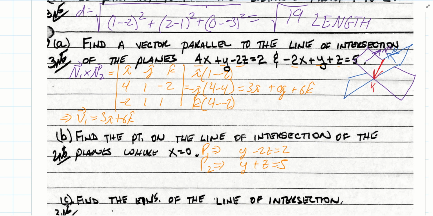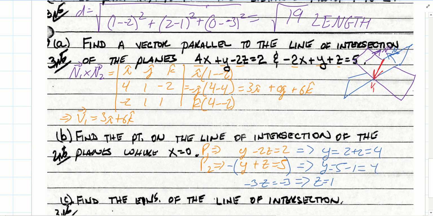Now we can go ahead and find that using any method you want. Subtraction method: I'll subtract this entire thing, I'll get minus 3z equals -3, which implies z equals 1. And if z equals 1, that implies y equals 2 plus 2, which equals 4. And every case satisfies that. I'm pretty sure if I do it down here, yeah, I'll get y equals 5 minus 1, which is 4. All right, so find the point on the line of intersection of the planes where x equals 0. And that will be the point (0, 4, 1).